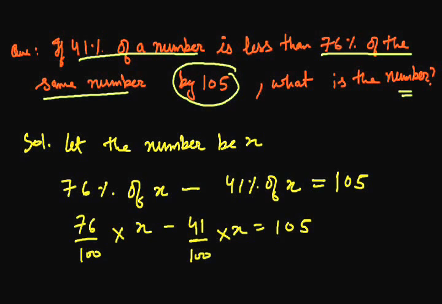Now here we can apply the converse of distributive property. You can see that x is getting multiplied by 76 by 100 and here also x is getting multiplied by 41 by 100. So we will take x common: 76 upon 100 minus 41 upon 100.